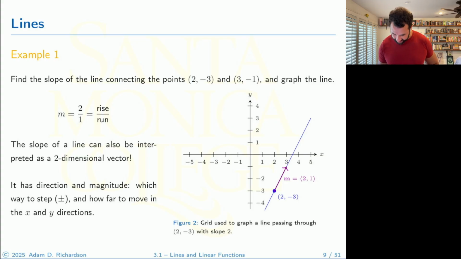Oh, oops, sorry, these are backwards. Let me fix that. This should say 1 comma 2. There we go. I'll fix that after the recording. 1 comma 2. So you're basically going up 2 and to the right 1, and that'll give you that correct slope. So you follow that direction. All right.